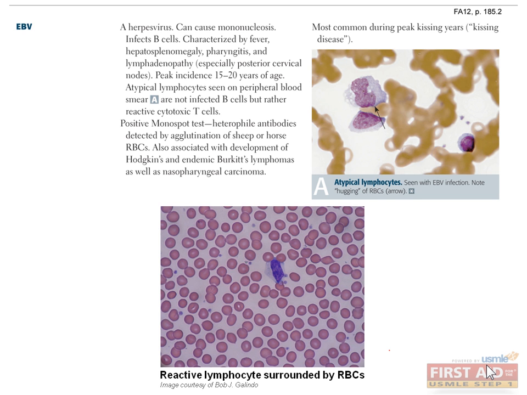The atypical lymphocytes are really normal, reactive T cells that look strange because they are responding to EBV-infected B cells. They are shown in this image here.